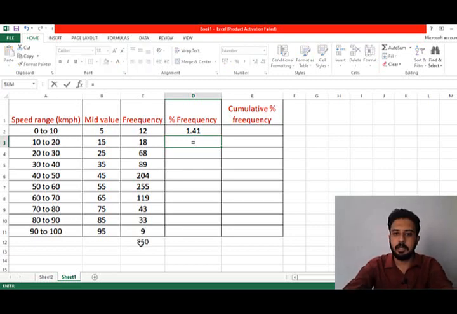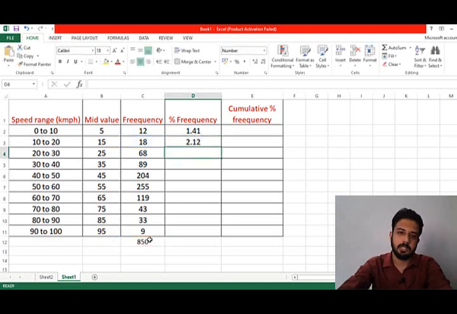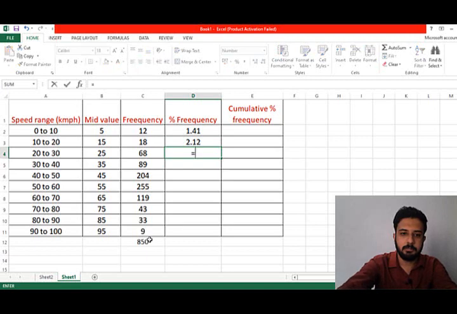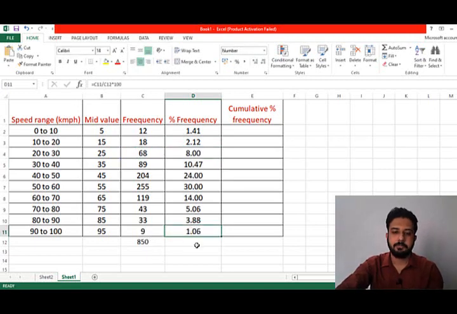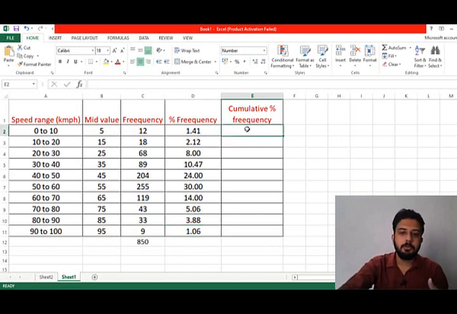Understood? Similarly, equal to this particular frequency divided by the total value, multiplied by 100. Why 100? I want to convert into percentage. Similarly, I'm going to calculate everything. Yes, I have calculated all those percentage frequencies. Now what do we have to do?